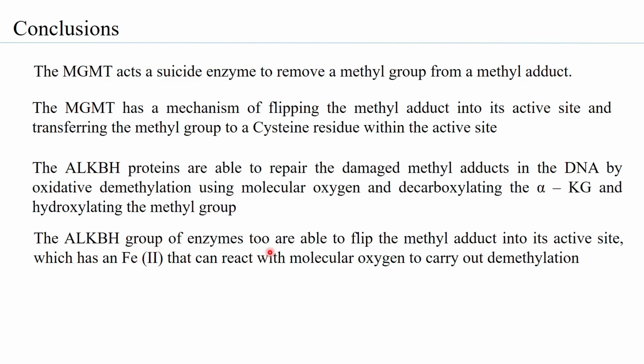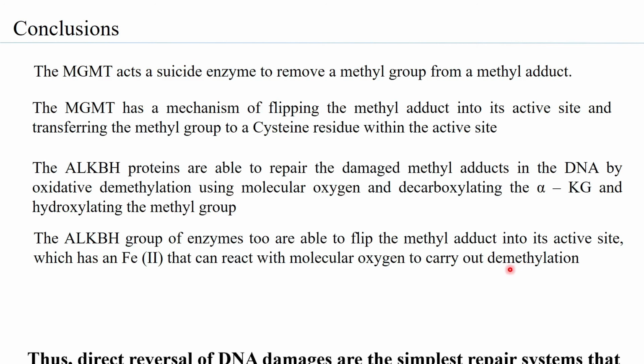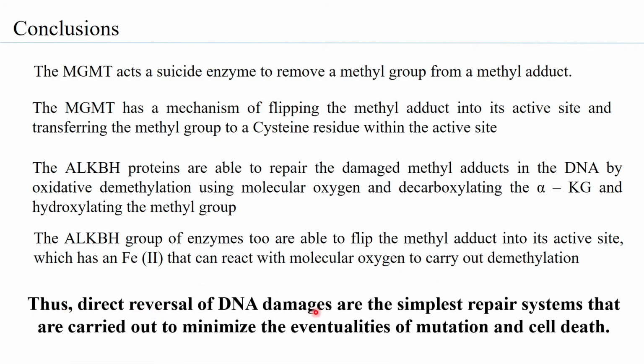The ALKBH group of enzymes too are able to flip the methyl adduct into its active site, which has an Fe2+ that can react with molecular oxygen to carry out demethylation. Thus, direct reversal of DNA damage is the simplest repair system that is carried out to minimize the eventualities of mutation and cell death. Several studies have been carried out where mutations in MGMT and ALKBH have been shown to give rise to high frequency mutations, and that has led to genomic instability.